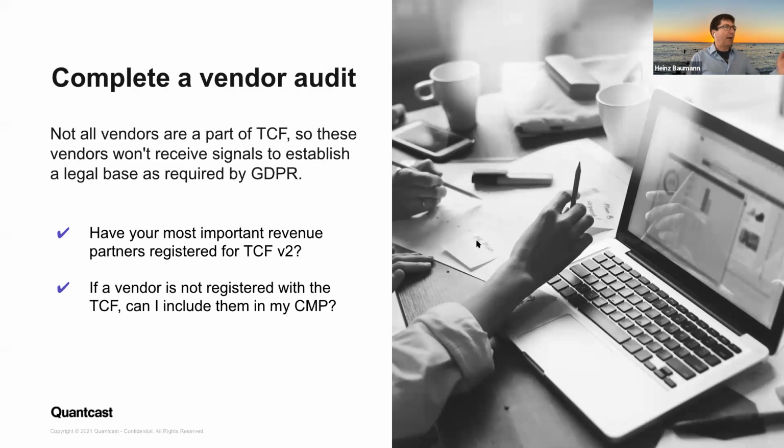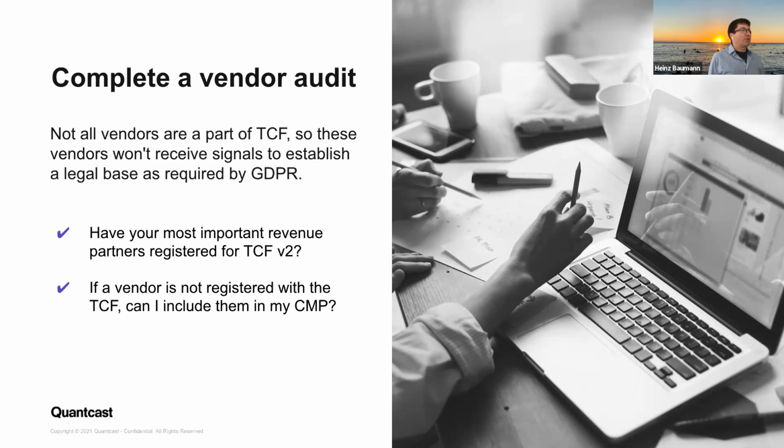And I mentioned that you want to do a vendor audit. Not all vendors are part of the TCF, so these vendors won't receive signals to establish a legal basis that is required by the regulation. So you need to look at whether most of your revenue partners are registered with this. There are a lot of vendors. We don't know yet, when we do the TCF for Canada, whether this is the same list or a different list, but it is important to see whether these vendors are registered. Are they part of the consortium that makes up the Transparency and Consent Framework?